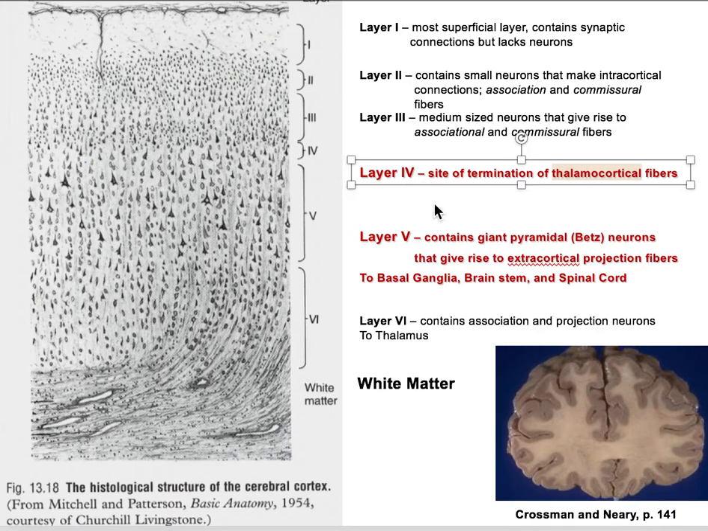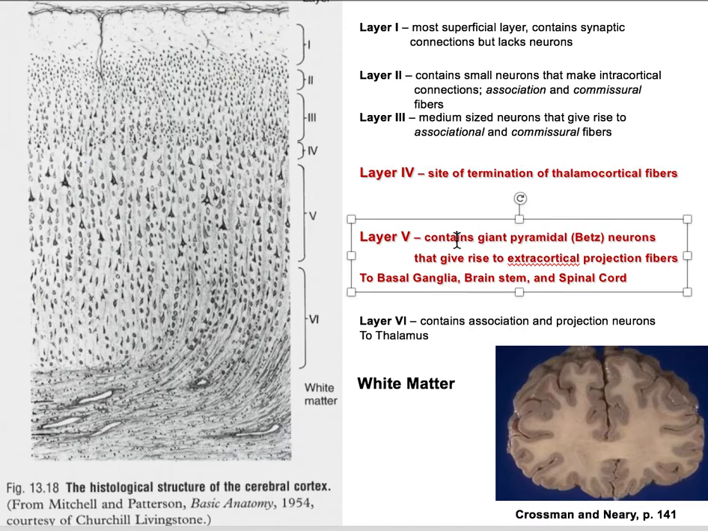So if you're looking for an area where you have a really thick layer 4, it's likely that that is going to be a sensory cortex. Layer 5 contains giant pyramidal neurons that give rise to these projection fibers. Depending on which part of the brain you're looking at, they can be extremely large. So they can project to the spinal cord, for example, and other areas.